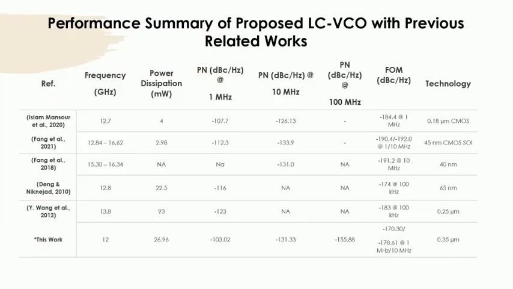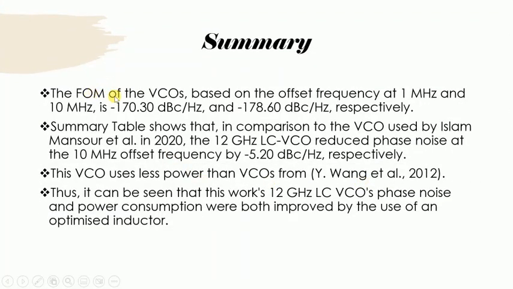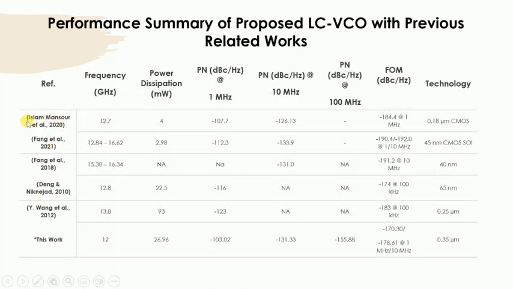Okay, so this is the comparison of performance for our LCVCO with previous related work. From here we can see that the figure of merit of the VCO, based on the offset frequency at 1 megahertz and 10 megahertz, is negative 170.30 and negative 1.78.60. Okay, and the summary table shows the comparison to the VCO used by Islam Monzor in 2020, which is this one.